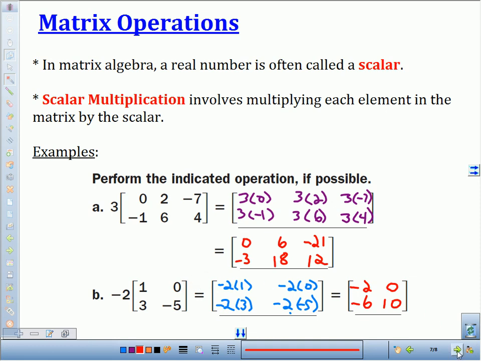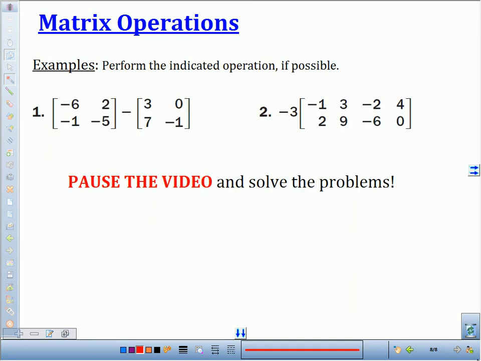Alright, the last two problems, the checkpoint problems that you have on your sheet, are these two. Pause the video or stop the video, solve the problems. Bring those completed problems with you to class.